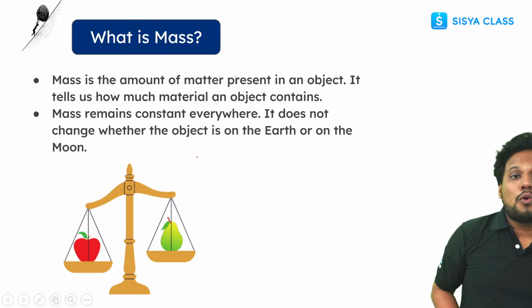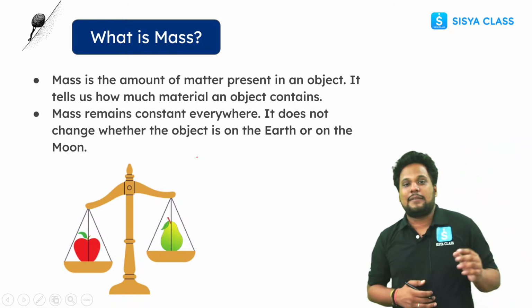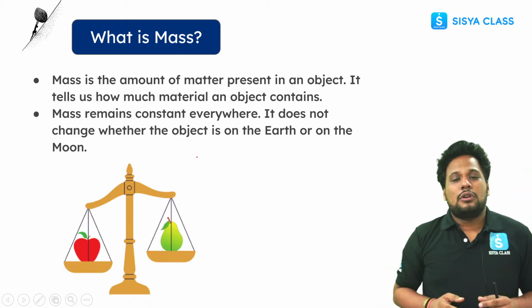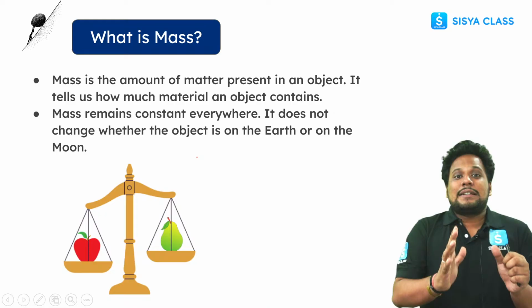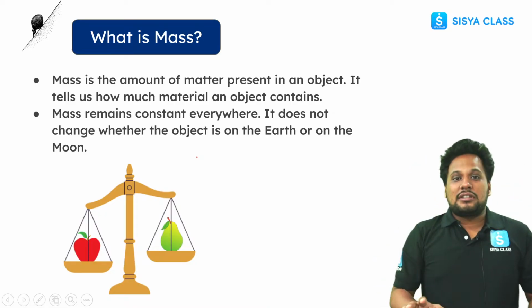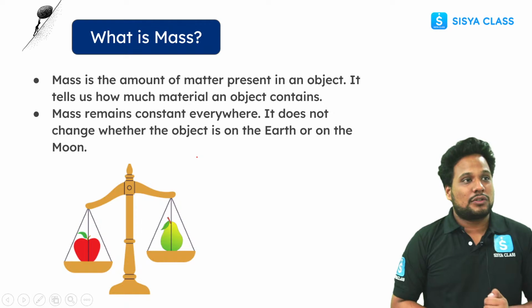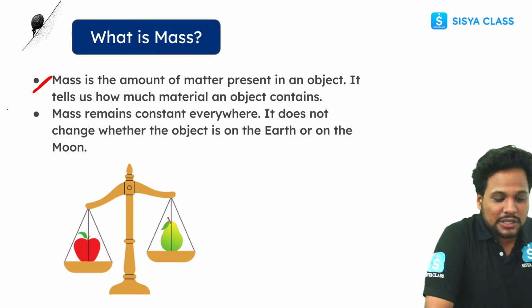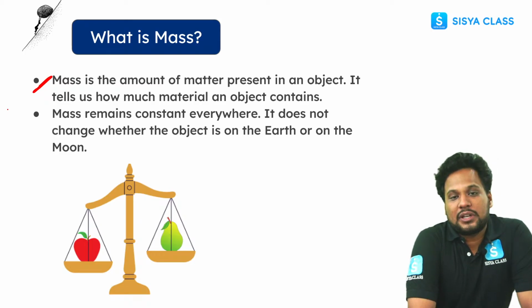Now, what is mass? We are discussing mass in this class. We have discussed weight also, so now what is different from weight? What is mass? Let's suppose you have any object, the amount of matter present in that object is what we call mass. Mass is the amount of matter present in any object, and it tells us how much material an object contains. This is clear.